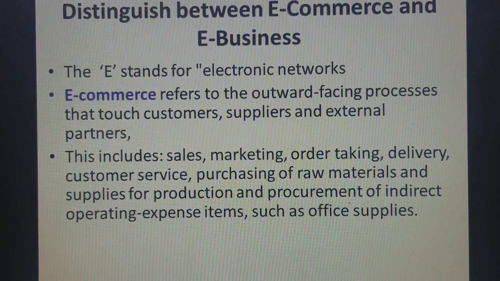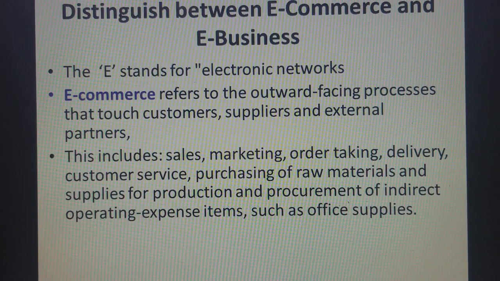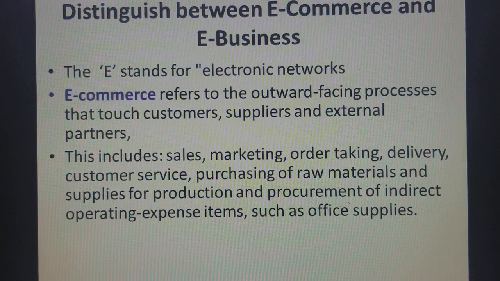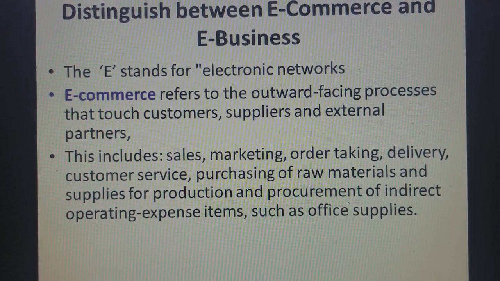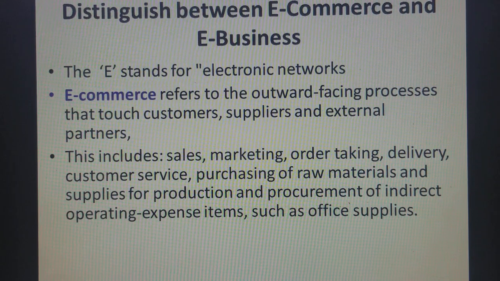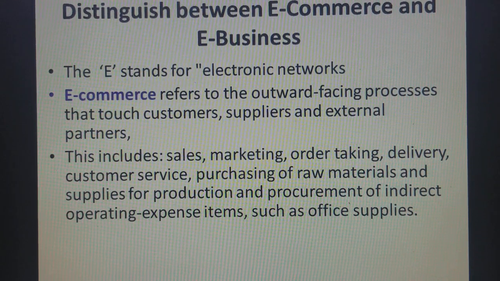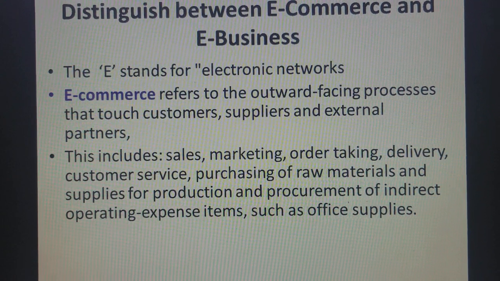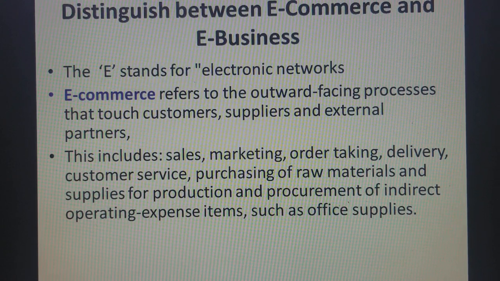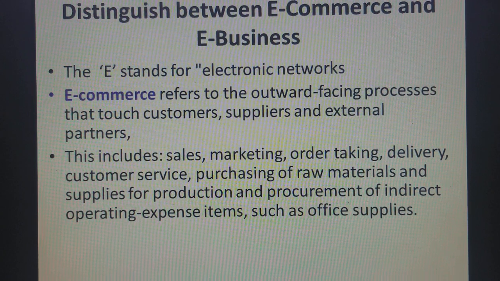This includes sales, marketing, order taking, delivery, customer service, and purchasing of raw materials. All of these activities are considered to be a part of e-commerce, as well as supplies for production and procurement of indirect operating expenses such as office supplies.